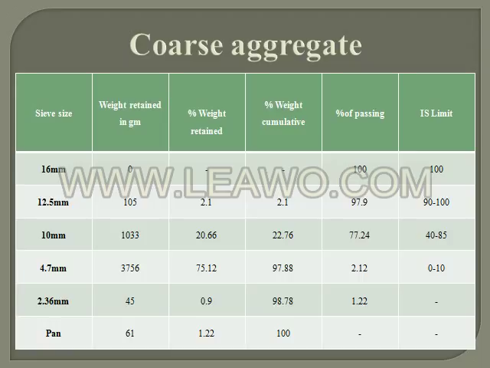This tabular column shows the result of the sieve analysis, which consists of weight retained in grams in each sieve, and then percentage weight retained, percentage cumulative weight, percentage passing. The IS limits were used to declare the type of coarse aggregate.